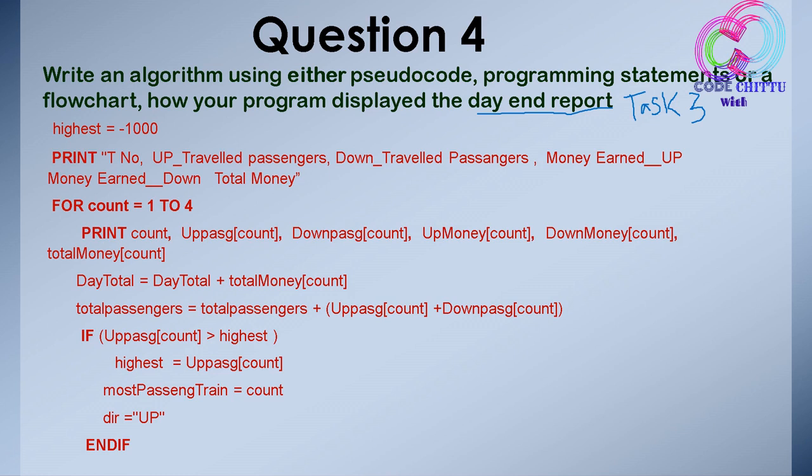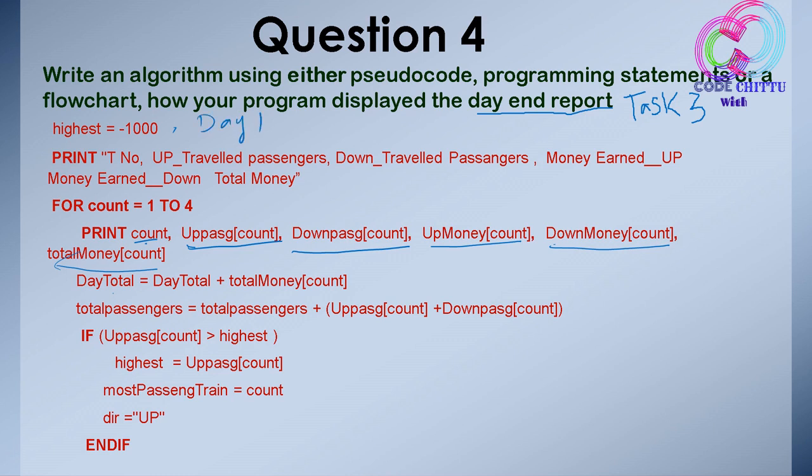And what are the things we are printing here? This count means train number, number of passengers traveled up, number of passengers traveled down, how much money earned for a passenger for each train, right? So how much money earned for up, down and total money. This we already calculated in task 2, right? That we are just printing, and while printing itself we are calculating the day total. So we have to add the day total also here, right?